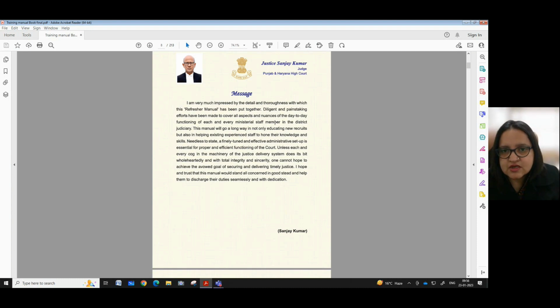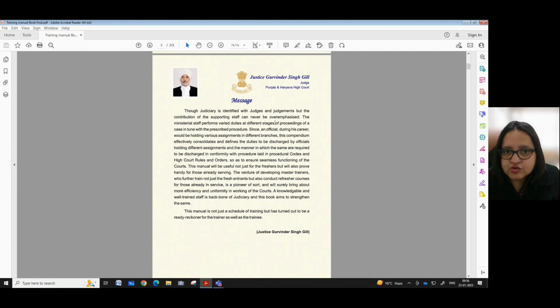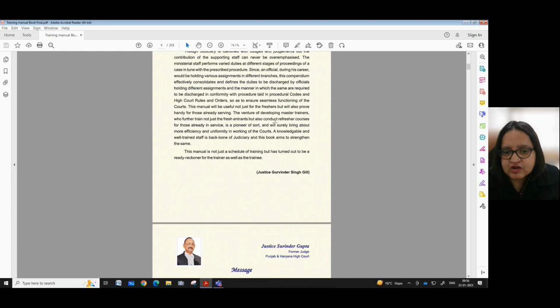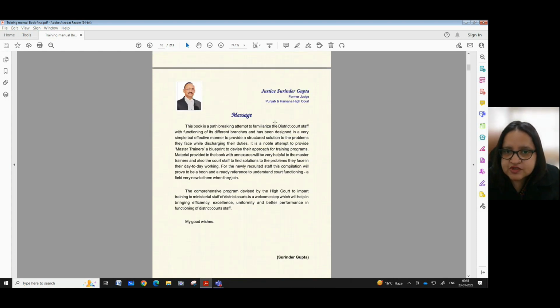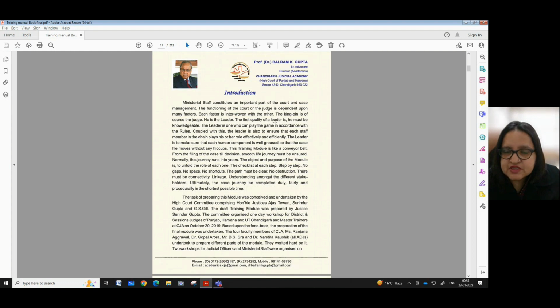Honorable Mr. Justice, Sanjay Kumar, former Judge, Punjab and Haryana High Court, Honorable Mr. Justice, Gurvinder Singh Gill, Honorable Judge, Punjab and Haryana High Court, Honorable Mr. Justice, Surinder Gupta, former Judge, Punjab and Haryana High Court, Professor Dr. Balram K. Gupta, Senior Advocate and former Director Academics, Chandigarh Judicial Academy.